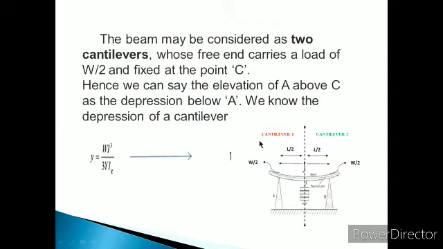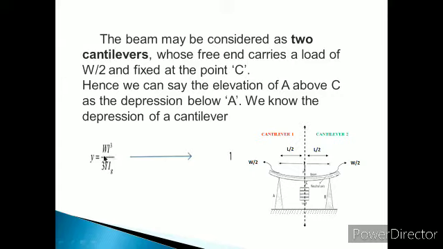Just see here, the beam may be considered as two cantilevers, that is cantilever 1 and cantilever 2, whose free end carries a load of W/2 and fixed at the point C. C means we have to apply the total load. Due to the application of the total load, it is split into two, one is W/2, another one is W/2. Hence we can say the elevation of A above C and the depression below A, we know the depression of the cantilever.